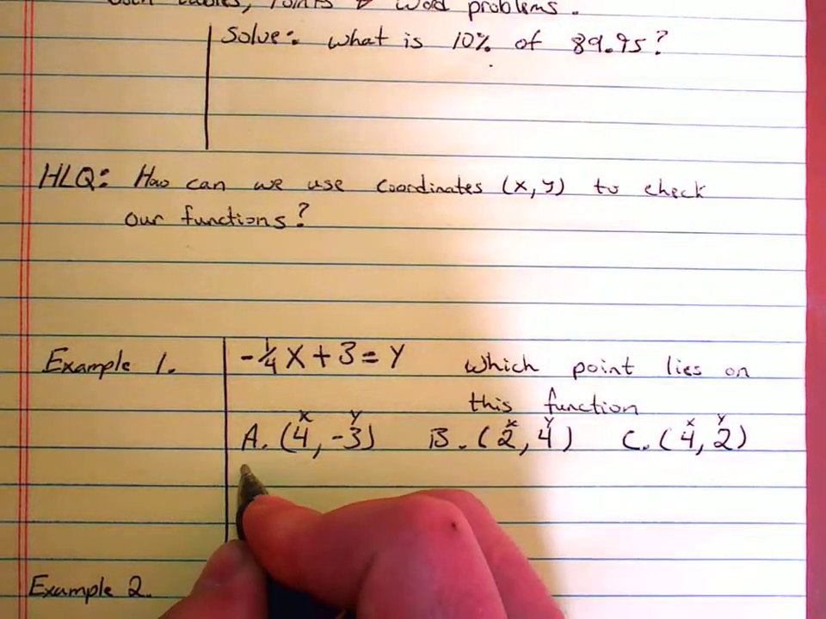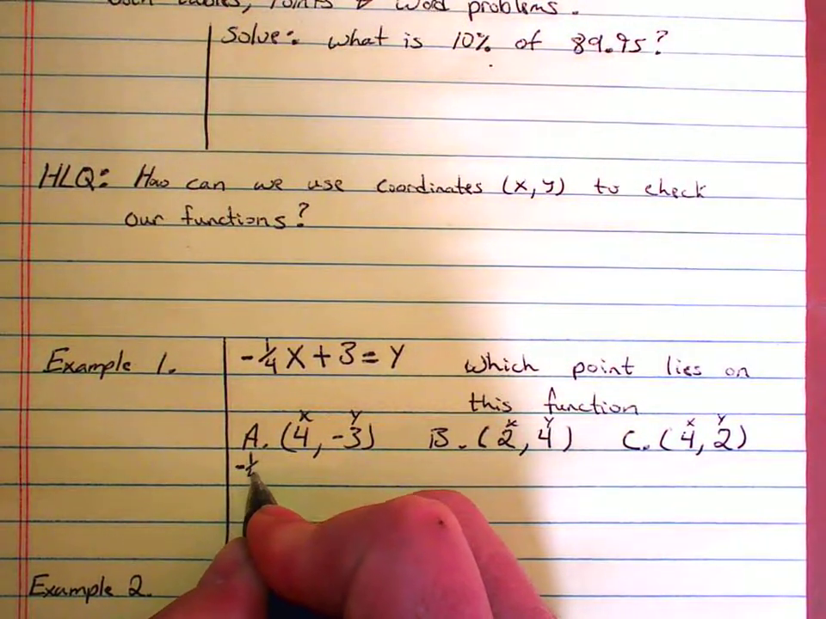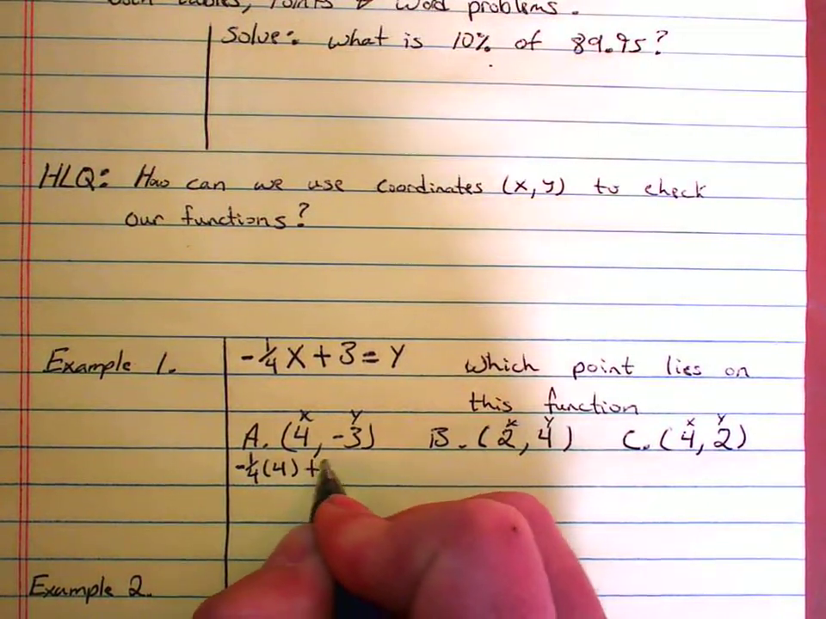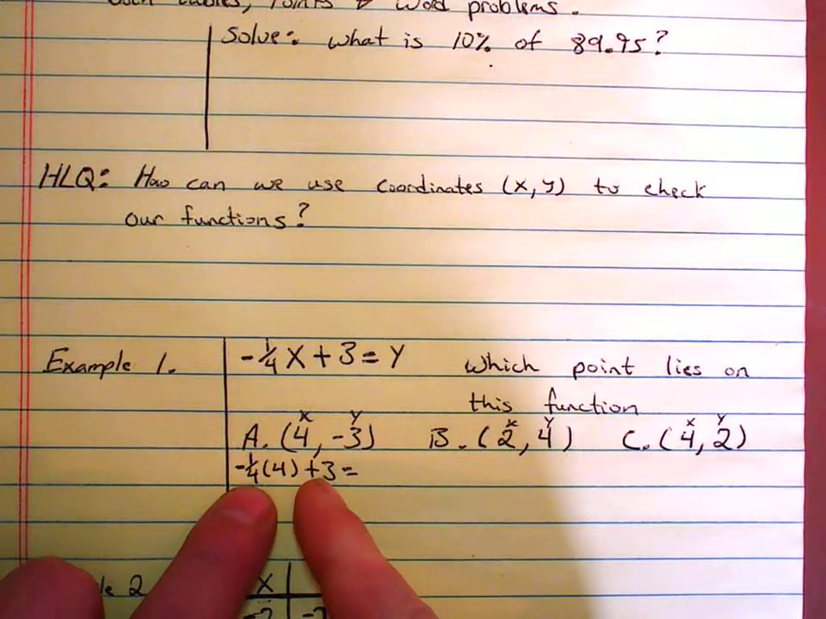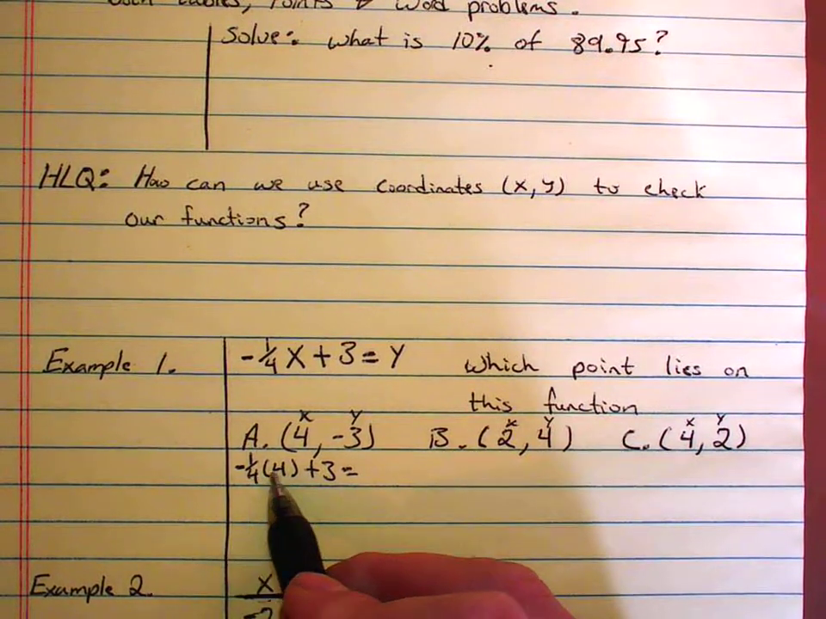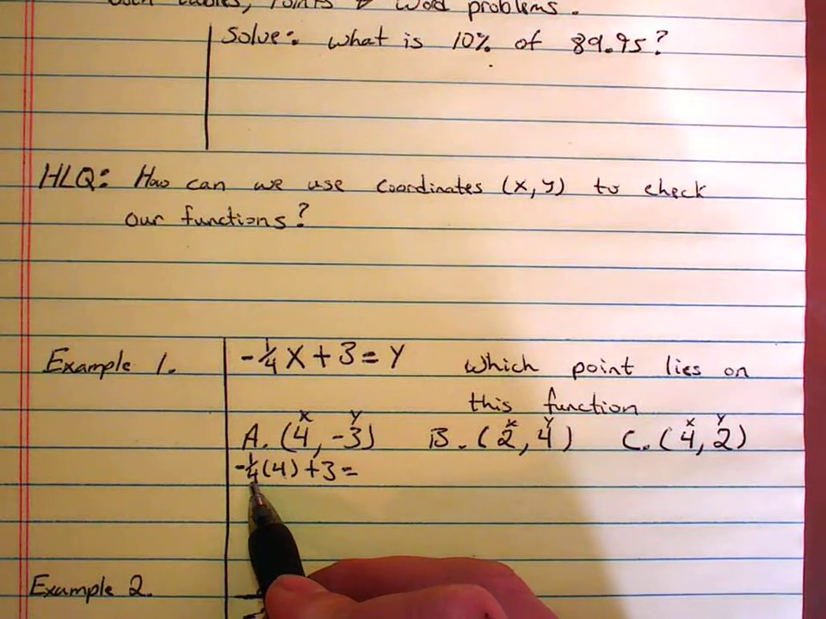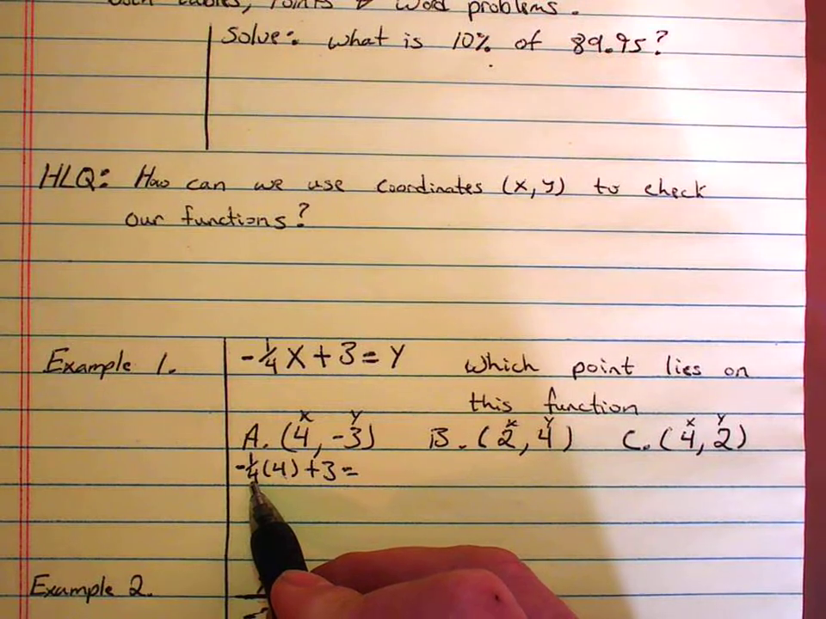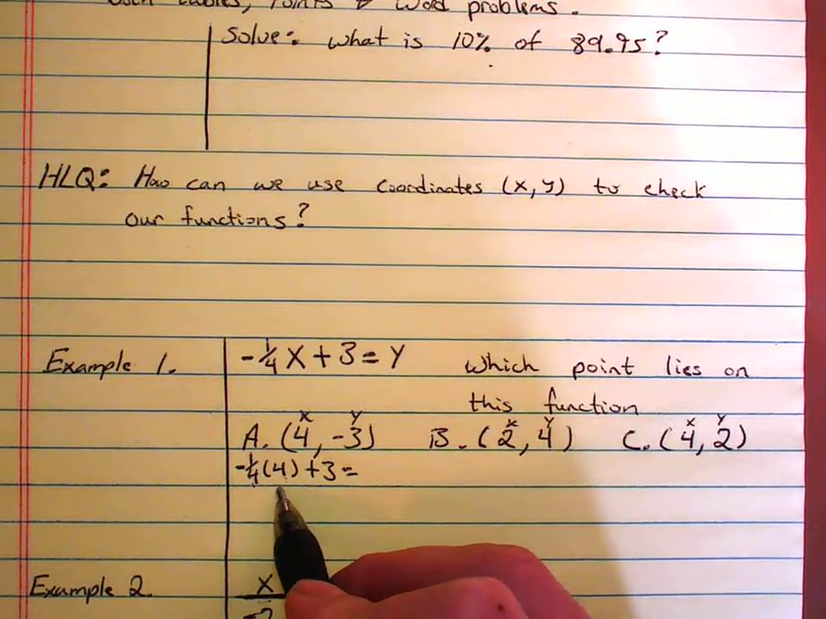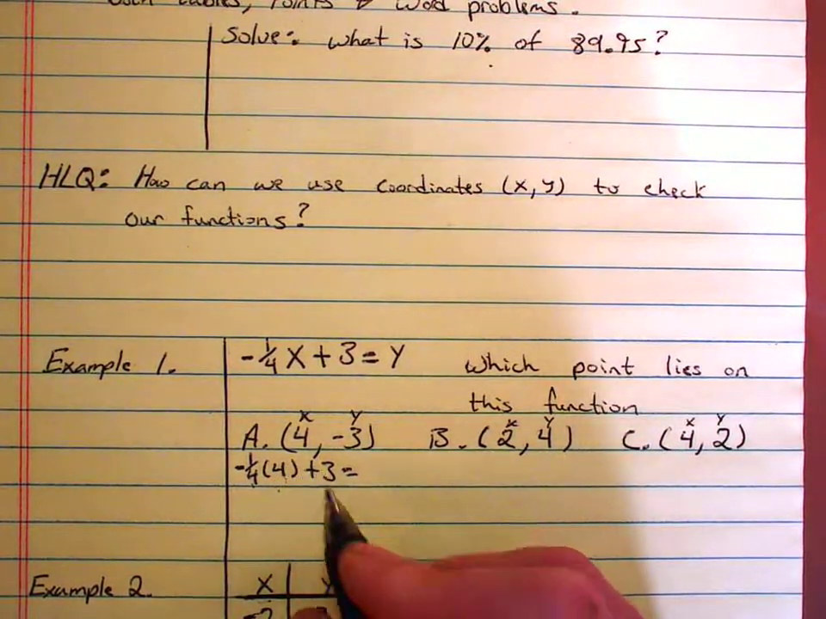Well, what we do is we actually are going to take this negative 1/4, my x value for A is 4, plus 3. And we're going to work that out. If that equals negative 3, then A is a possible answer. Alright? Well, negative 1/4 times 4. Remember, 1/4 is like having 4 quarters, or 4 parts. We have 4 quarters in a dollar, and we're talking about $4. We get to keep 1 quarter for every dollar, then we're going to get to keep 4 quarters. 4 quarters is $1.